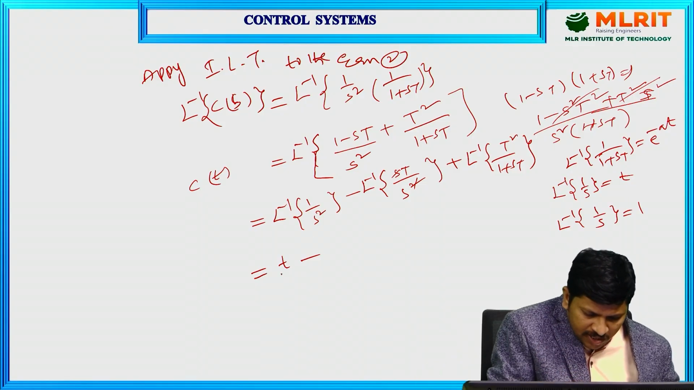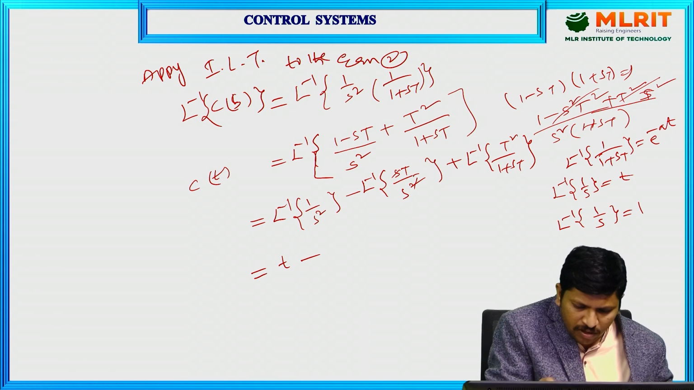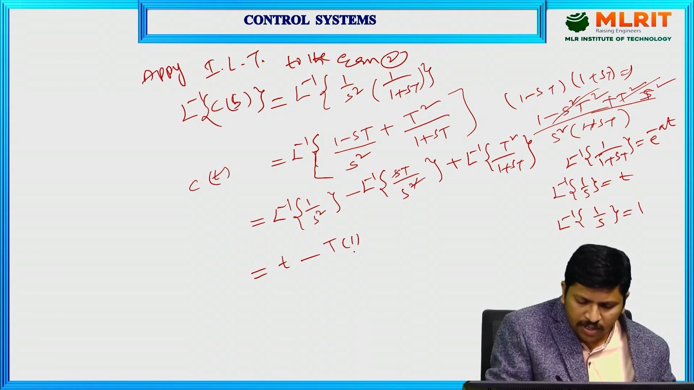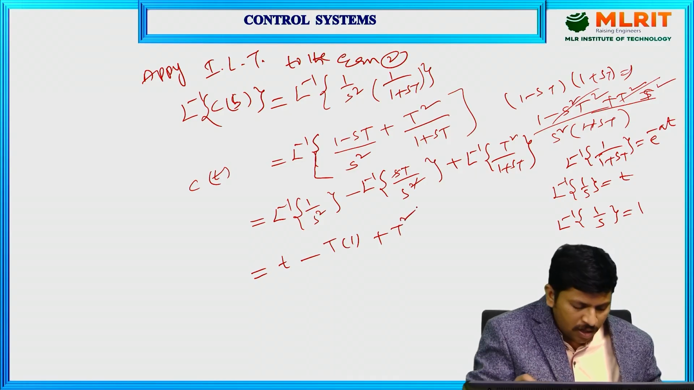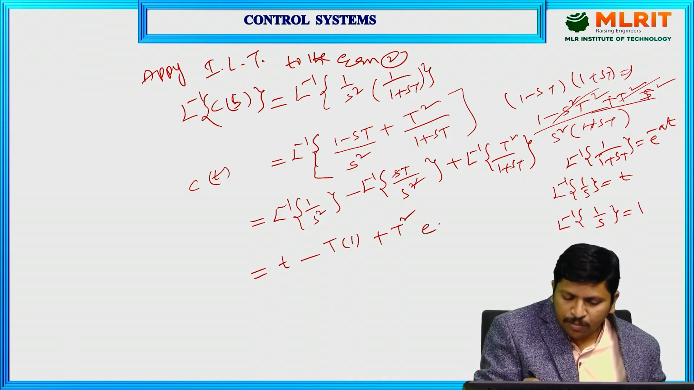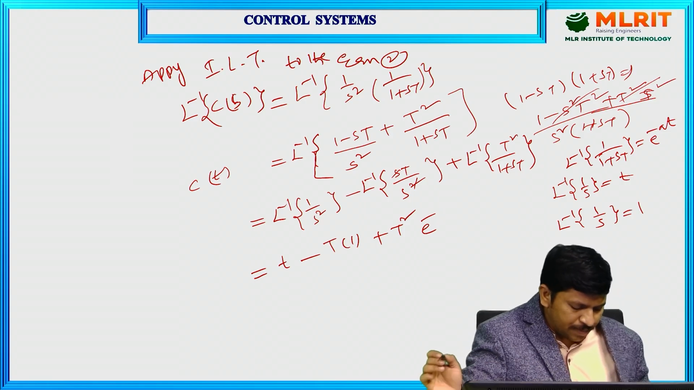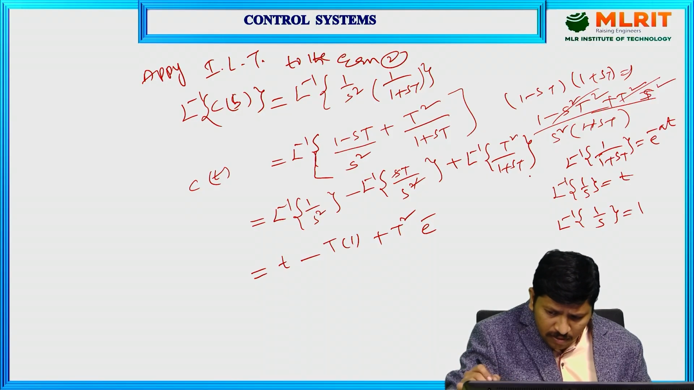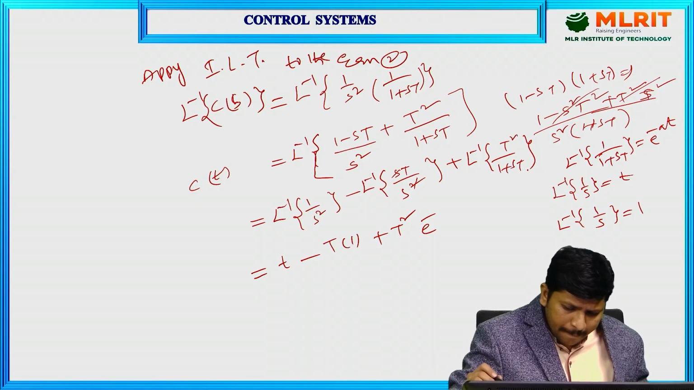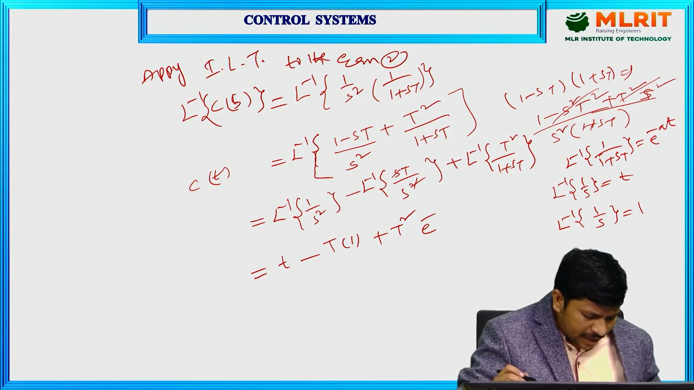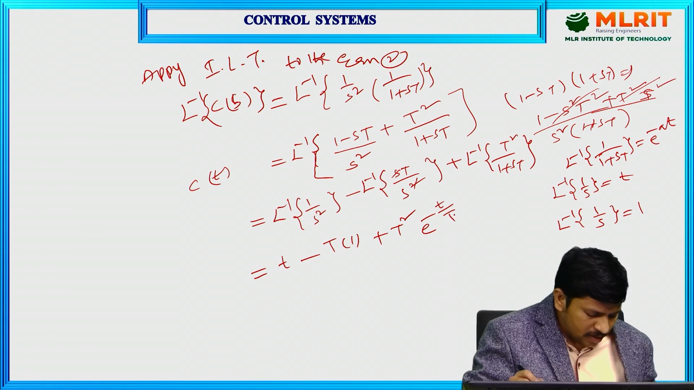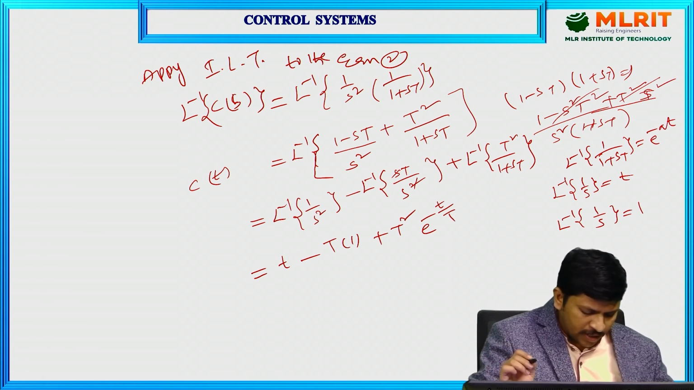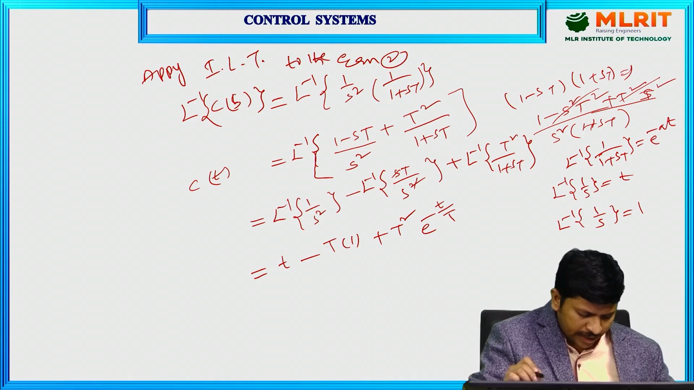Same: 1 by s² is t, and inverse Laplace of 1 by s is 1, and plus inverse Laplace of t², already t² is available. 1 by (1 + st) is nothing but e to the power of minus at, with a in place of a. Here a equals capital T, so that is minus t divided by T, e to the power of minus t divided by T. Simply I am going to write here.